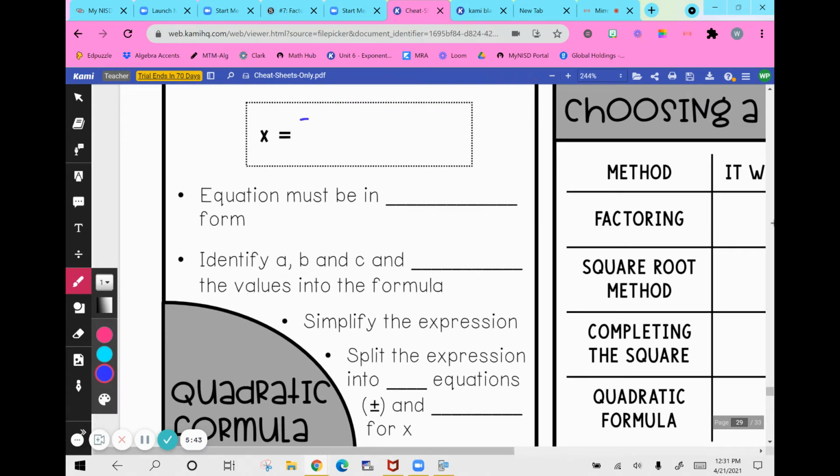Remember, the quadratic formula is opposite of b plus or minus the square root of b squared minus 4ac all over 2a. The equation must be in standard form, and standard form of a quadratic is ax squared plus bx plus c equals 0. It has to be in standard form before you pull those a, b, and c values out. Identify a, b, and c and substitute the values into the formula.